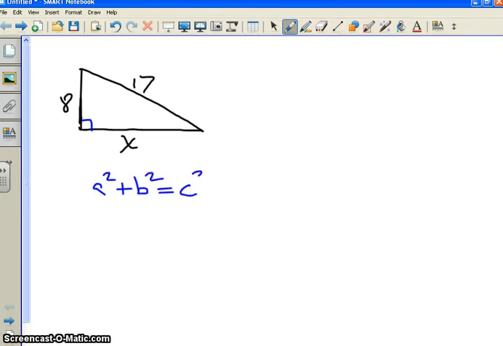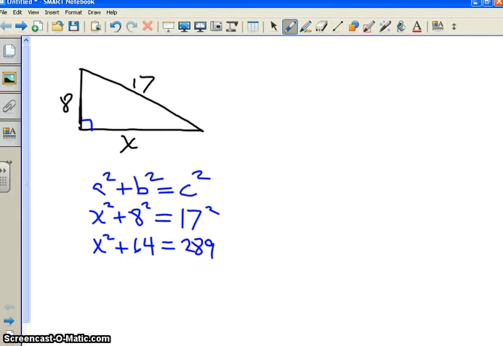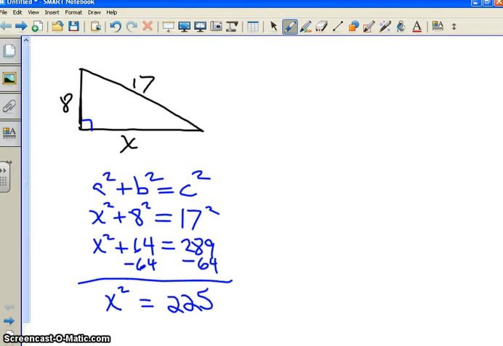The 17 is my hypotenuse, so that will be my C. 8 and x, it doesn't matter where I put them in for A and B. As I simplify this, 8 squared is 64, 17 squared is 289, subtracting 64 from both sides, x squared equals 225. And then how do we solve this for x? Hopefully you said take the square root to get rid of the square. And when you do the square root of 225, you get 15.